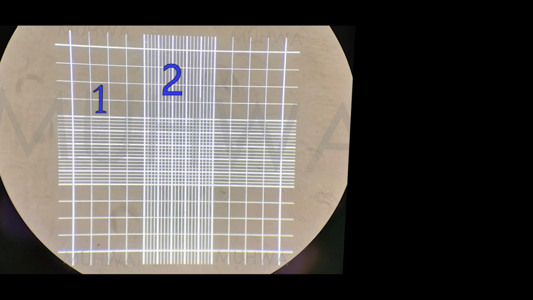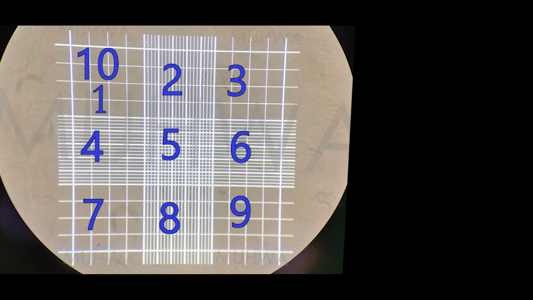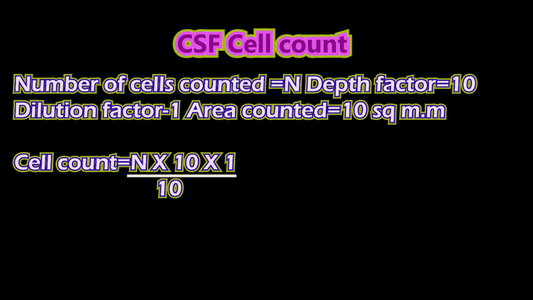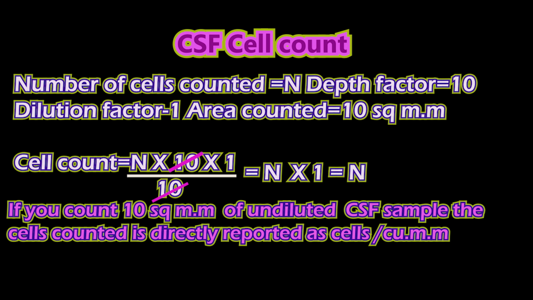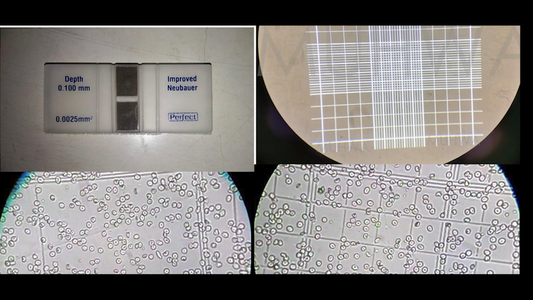For CSF, to make the calculations easy and the number of cells are low, it is better to count all 9 square millimeters and any one of the square millimeters again, so that the number of cells counted multiplied by 10, that is the depth factor, multiplied by 1, that's the dilution factor, divided by area counted. Here we count 10 square millimeters. So the depth factor on the top and the area counted on the bottom get deleted. The number of cells counted is directly reported as the cells present per cubic millimeter.